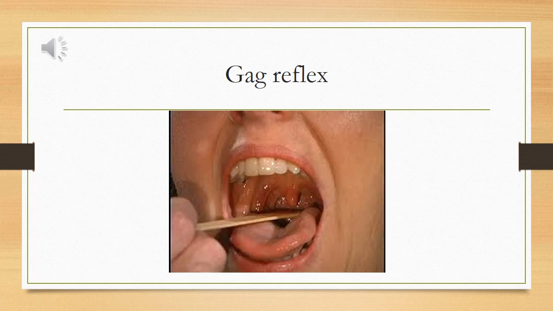You can also do what is called the cough reflex by asking the patient to cough. And the third part of the examination is to bring the patient a little bit of water, ask him to drink that water, and assess his swallowing.